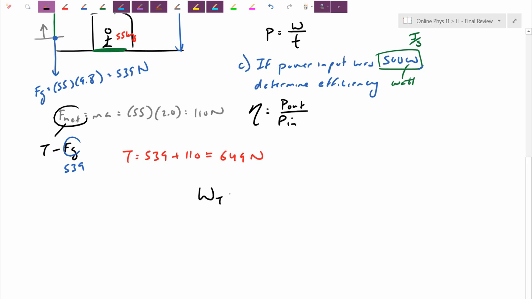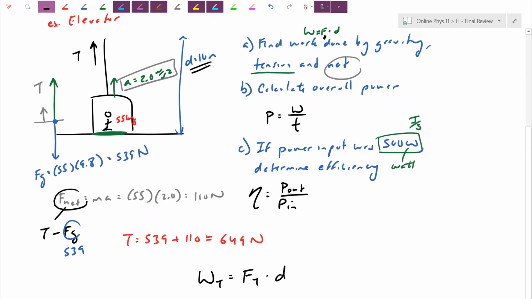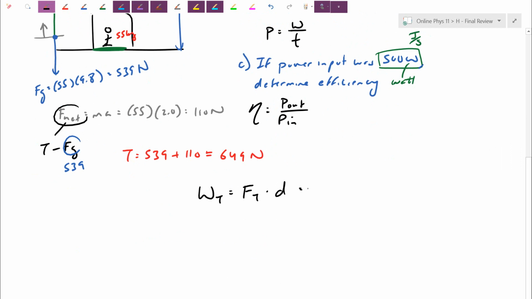What's the work done by my cable itself? Well, it's the tension, the force along the string, multiplied by the distance. I do know the distance here is 10 meters, so I could just multiply that. The tension in the cable is 649. It needed to be bigger than gravity and also give you that net force to accelerate. I do that for 10 meters. 649 times 10 gives you 6490. That's the total amount of energy, the work that I applied to actually lift you up.